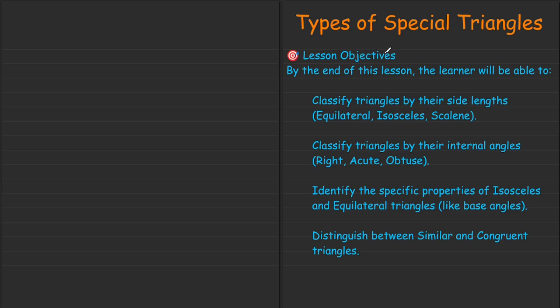In this lesson, we are looking at the types of special triangles. Here are the lesson objectives we would want to achieve by the end of this lesson. Without much ado, let's quickly look into it.